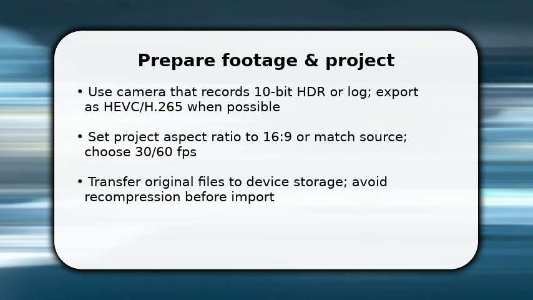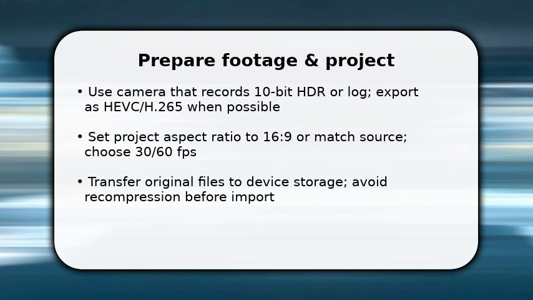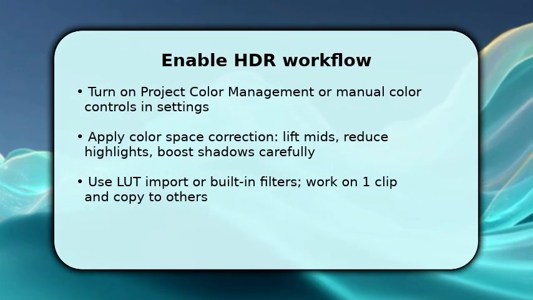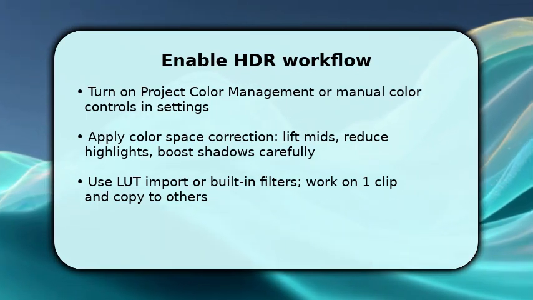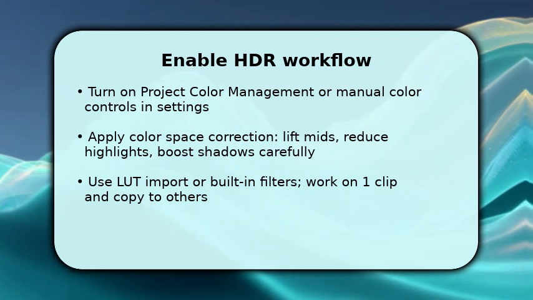Make sure you have at least 1/2 of device storage free to avoid encoding slowdowns, and enable hardware acceleration in settings if available. Next, you enable Kinemaster's color controls and choose a wide color space or manual corrections. This lets you preserve HDR range.